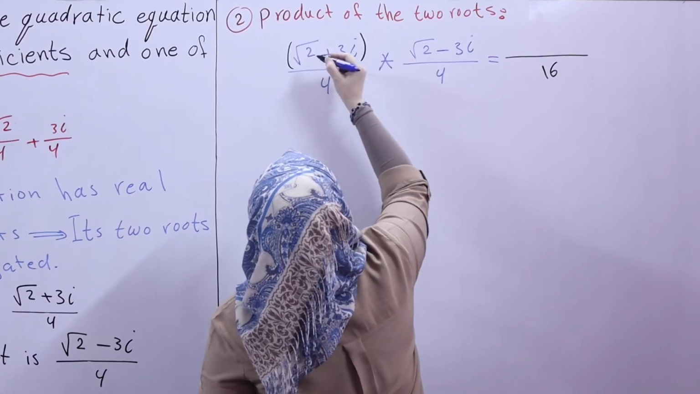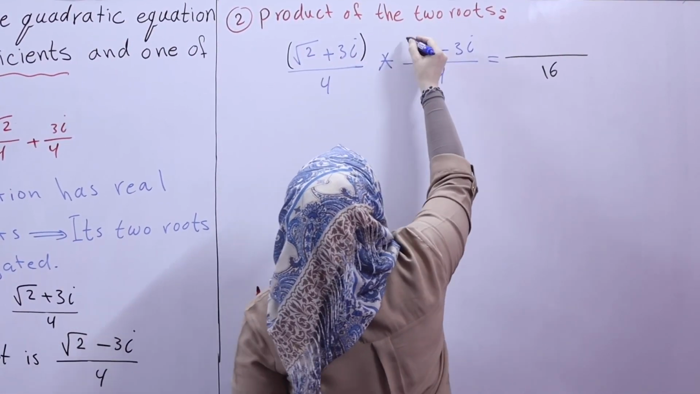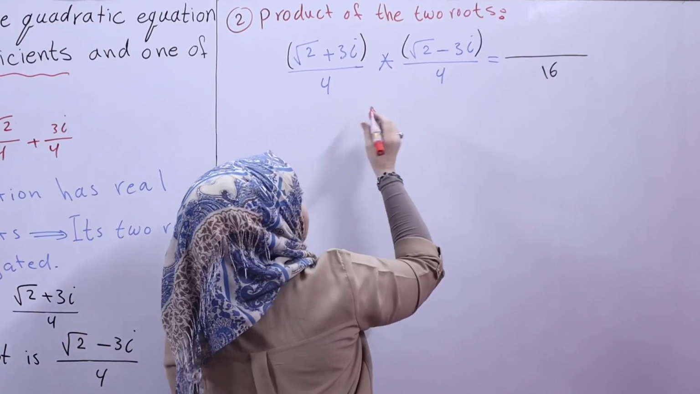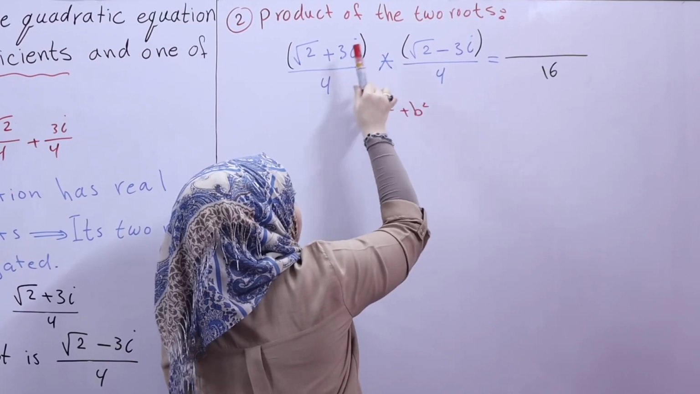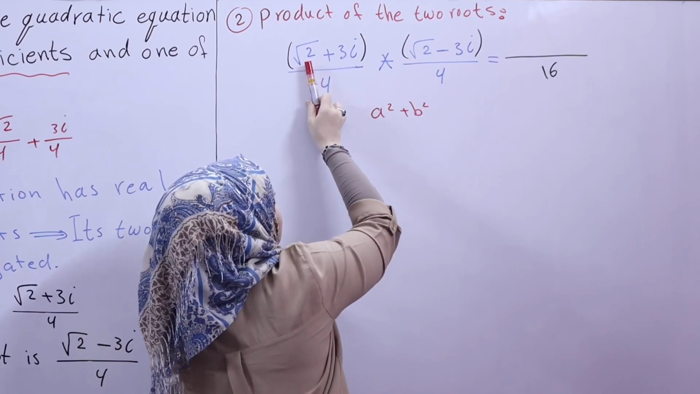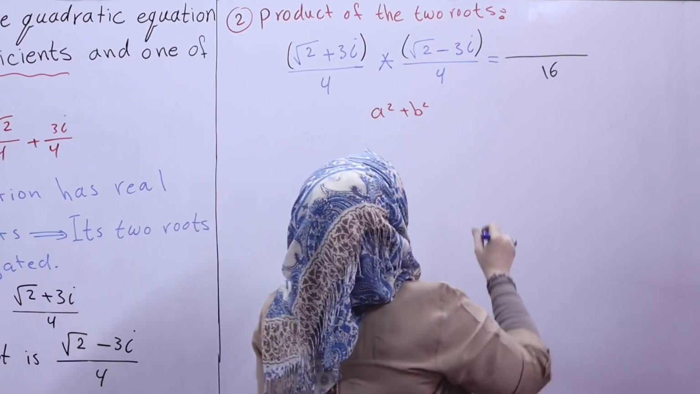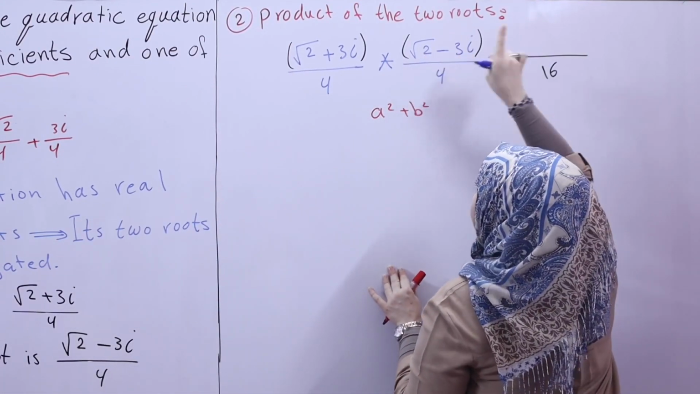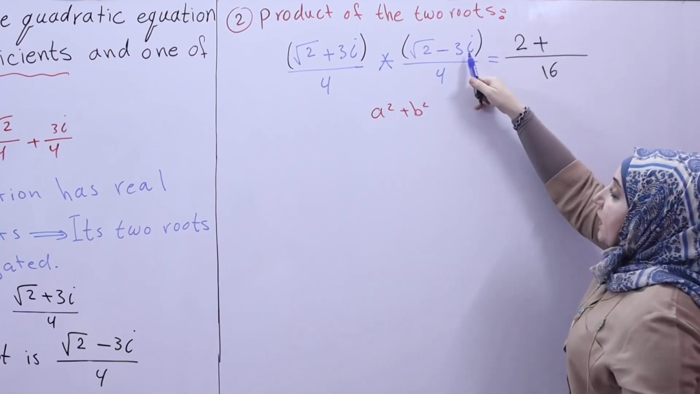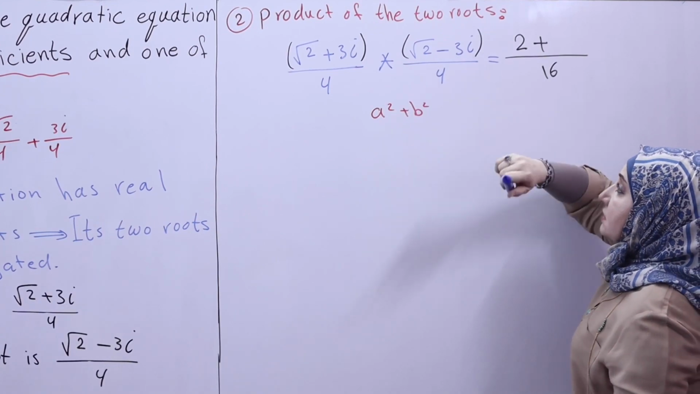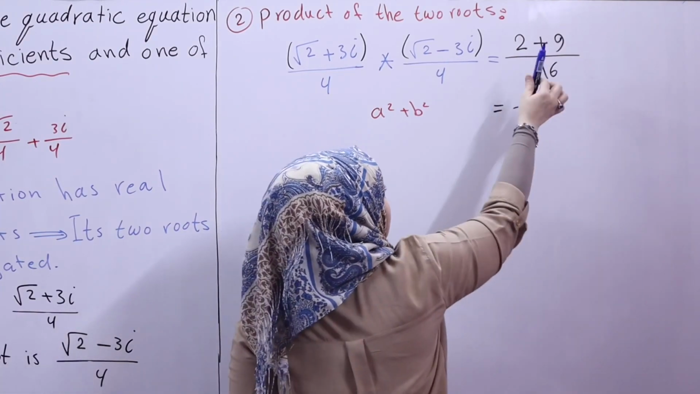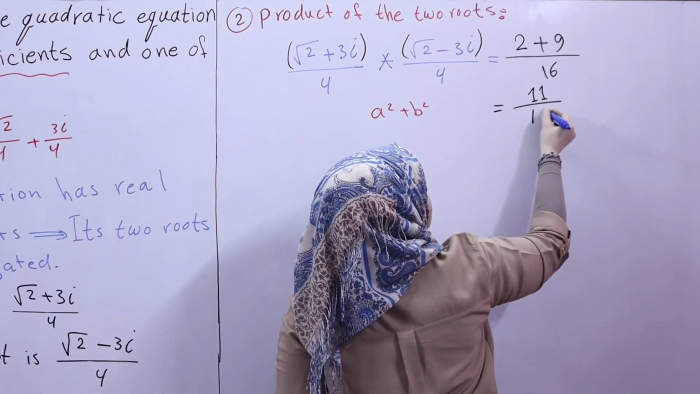And here we see that we will multiply a complex number by its conjugate. The result of multiplying them is a squared plus b squared, where a represents the real part and b represents the imaginary part. So a squared, that means square root of 2 squared, equals 2, plus the squared imaginary part, which is 3 squared, equals 9. Now we can simplify: 2 plus 9, 11 on 16.